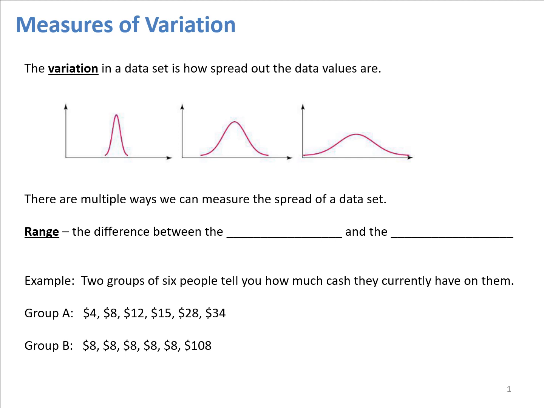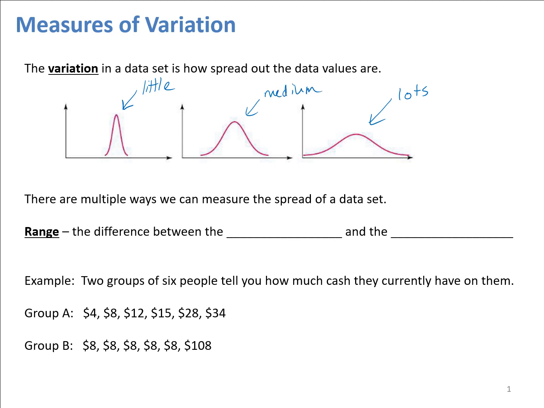Now let's look at another way we might describe a data set, and that's with how varied that data set is. So we're going to talk about measures of variation. The variation in a data set is how spread out the data values are. Some data sets would have very little variation; the data values are going to be packed really close together. Some data sets will have a lot of variation; the data values will be a ways away from each other. And then sometimes there's going to be a medium amount of variation.